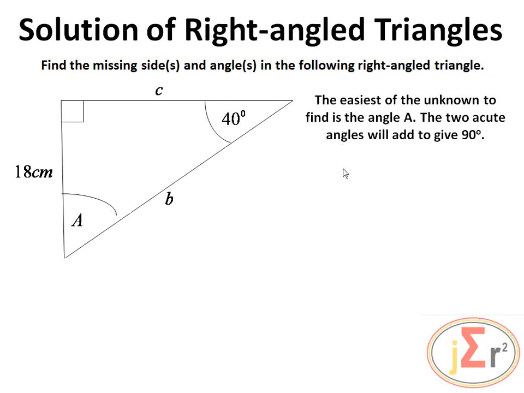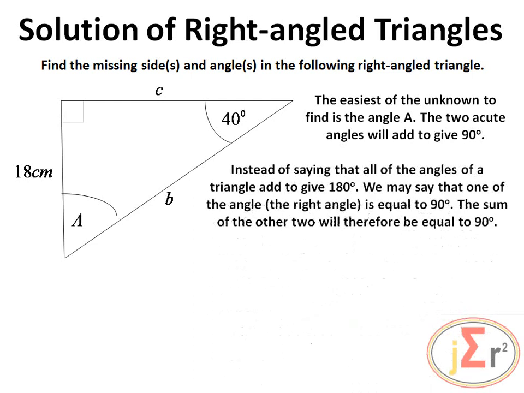The easiest of the unknowns to find is the angle A. The two acute angles will add to give 90 degrees. Instead of saying that all of the angles of a triangle add to give 180 degrees, we may say that one of the angles, the right angle, is equal to 90 degrees. So the sum of the other two will therefore be equal to 90 degrees.